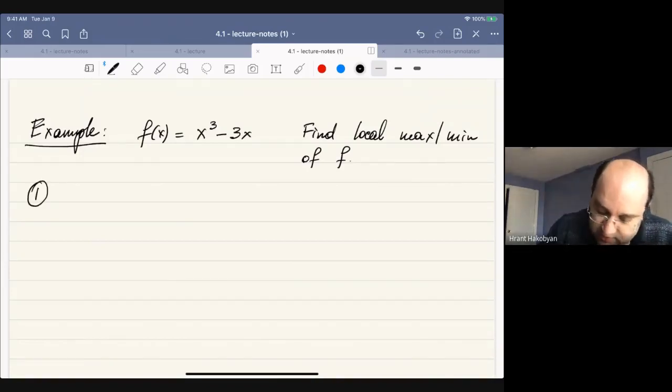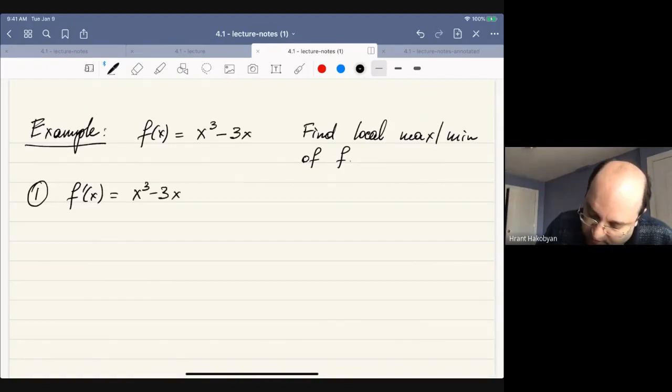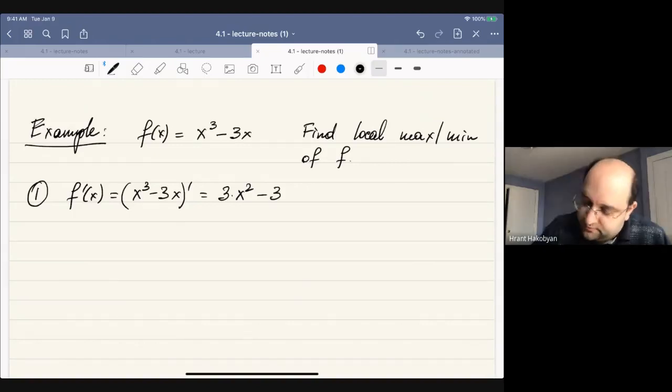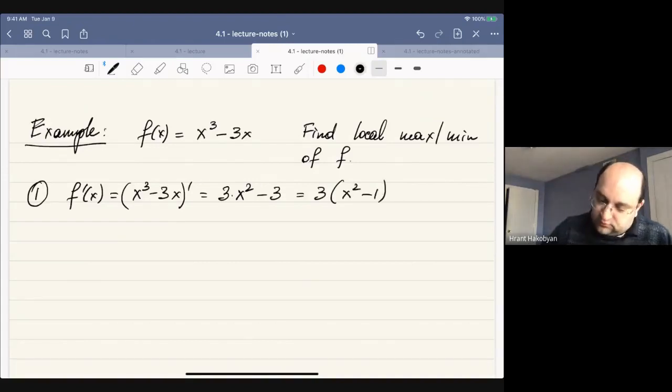Step 1, find the derivative. The derivative here is going to be the derivative of x to the power 3 minus 3x. So that's 3 times x squared minus 3, right? I can factor the 3 out, so it's going to be 3 times x squared minus 1. Okay, so that's my derivative.